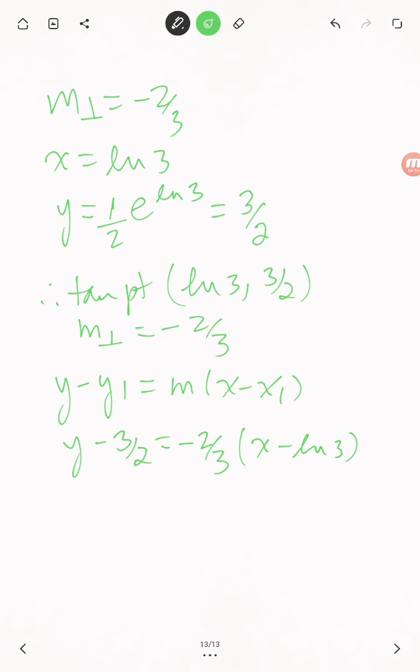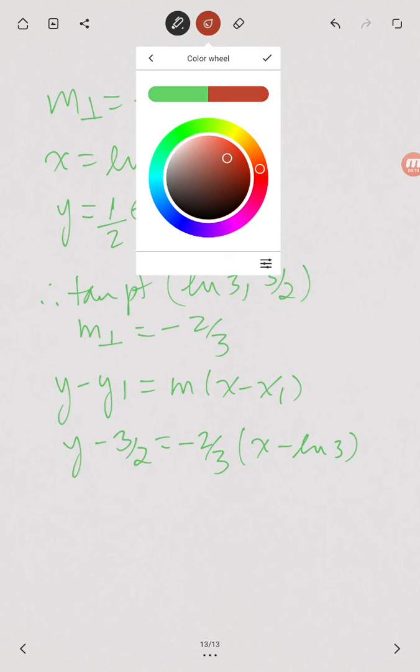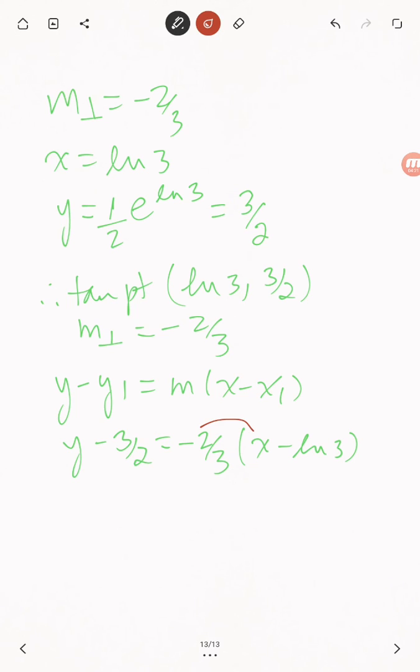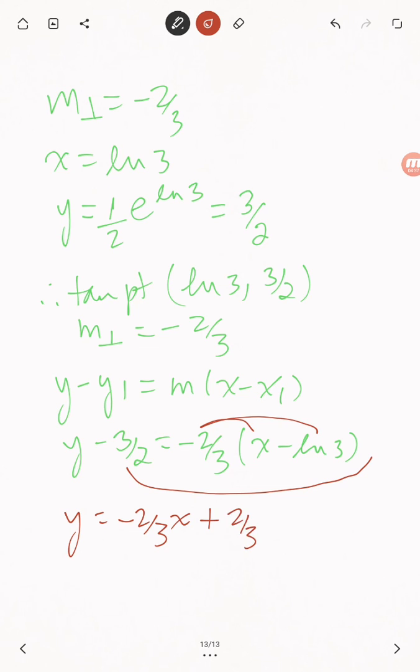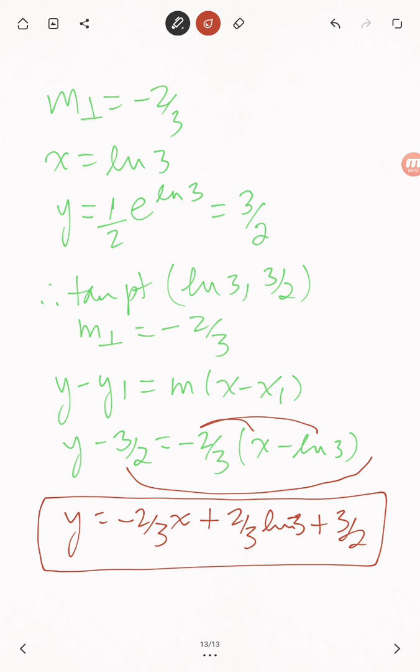And then I'm just going to do a little simplifying here, and I'm simply going to expand and bring this constant over to the other side. So I'm left with y equals -2/3 x plus 2/3 ln 3. Sorry, I got a little messy there. Plus 3/2. So that is the equation of the line that is perpendicular to the tangent line to the given function.